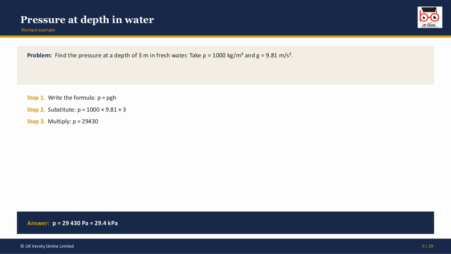Let's find a pressure at depth. What's the pressure 3 meters down in fresh water, taking the density as 1,000 kilograms per cubic meter and g as 9.81? Using pressure equals ρgh, that's 1,000 times 9.81 times 3, which multiplies out to 29,430. So the pressure is about 29,430 pascals, or roughly 29.4 kilopascals.